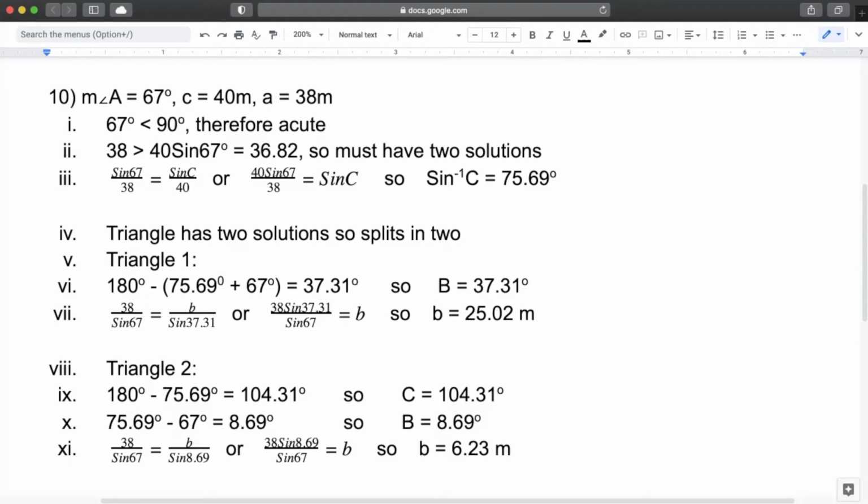So for this first triangle, we can find the sum of 75.69 plus the angle that we already know and subtract that sum from 180 degrees to find the missing angle B, which is 37.31 degrees. And to find side B, we can again use the law of sines and use that to find that side B will be 25.02 meters. However, we know that this triangle has two solutions, and thus we're going to need to solve for two triangles.